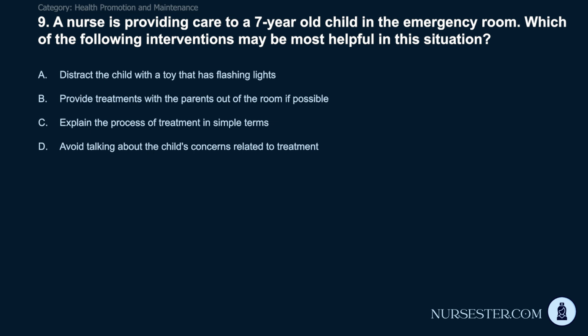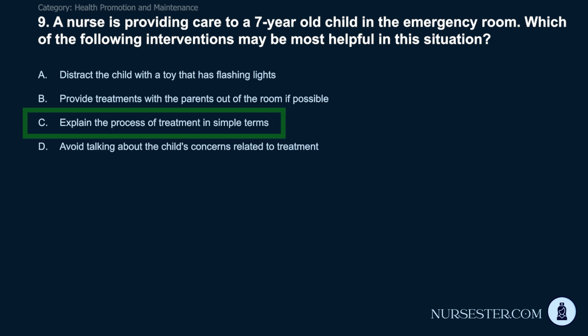9. A nurse is providing care to a 7-year-old child in the emergency room. Which of the following interventions may be most helpful in this situation? A. Distract the child with a toy that has flashing lights. B. Provide treatments with the parents out of the room if possible. C. Explain the process of treatment in simple terms. D. Avoid talking about the child's concerns related to treatment.